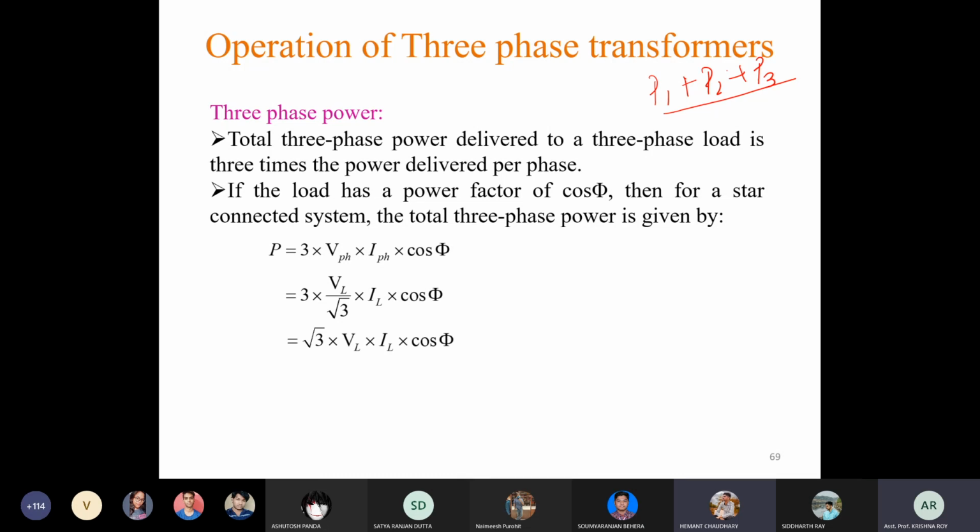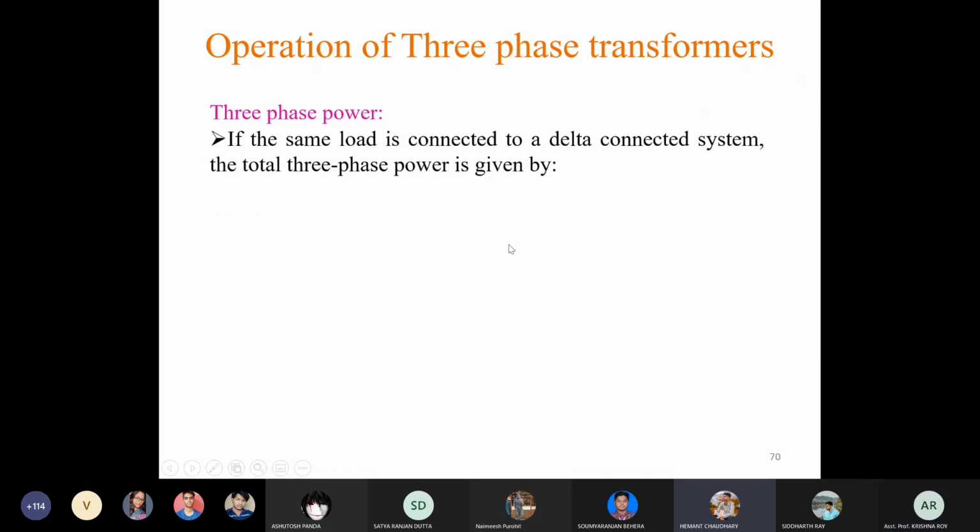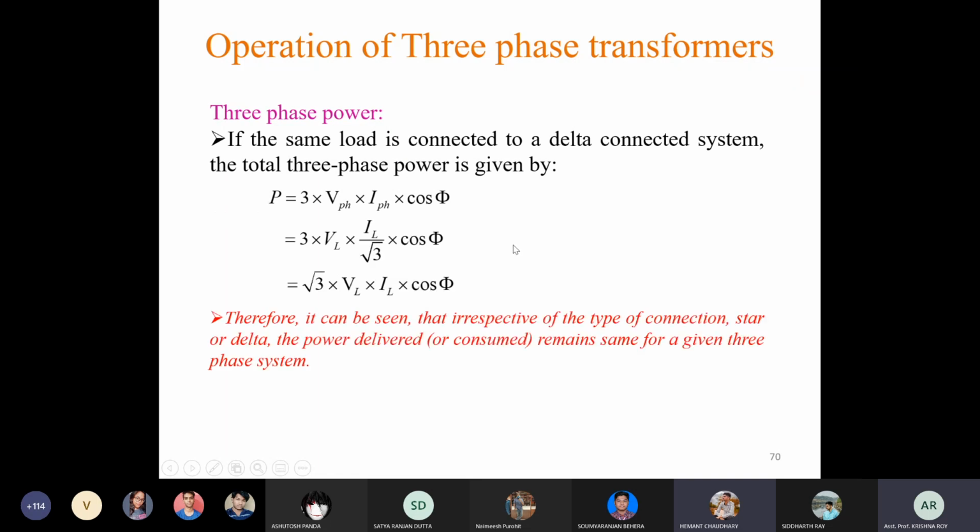Similarly, for delta connection, we have to replace this I phase by IL by root 3, so that we will get the same expression in delta connection also. So if the load is connected in delta, we will get the same expression. So therefore, it can be seen that irrespective of the type of connection, star or delta, the power delivered or consumed remains the same for a given three-phase system.